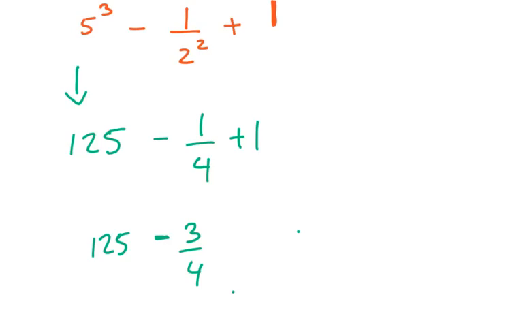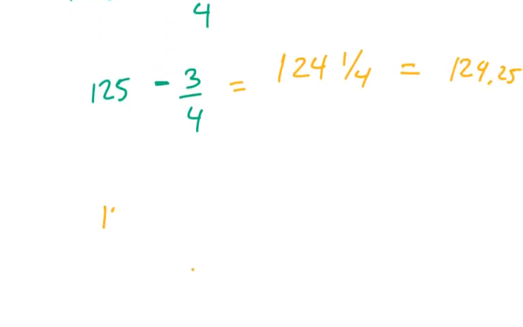So I'm left with 125 minus 3/4, and I could approach this in a couple of ways. I know that if I took away 3/4 from $1, I'd be left with 25 cents, so I can say 124 and a quarter, or 124.25, or if I wanted to, I could write this as an improper fraction.